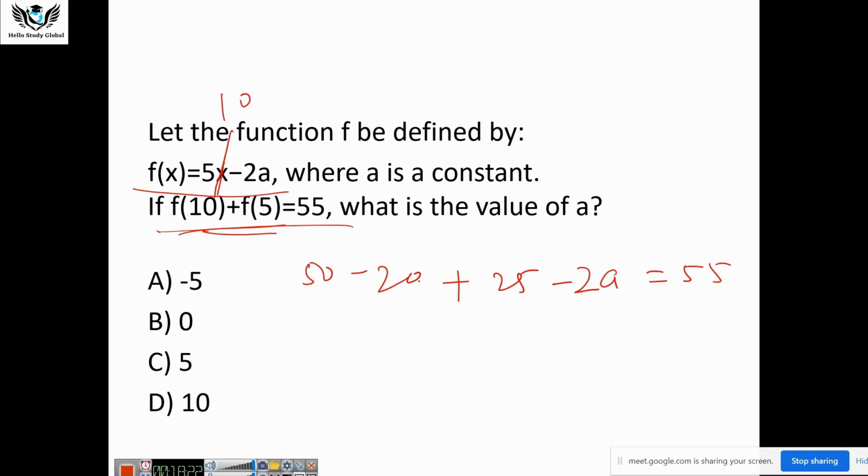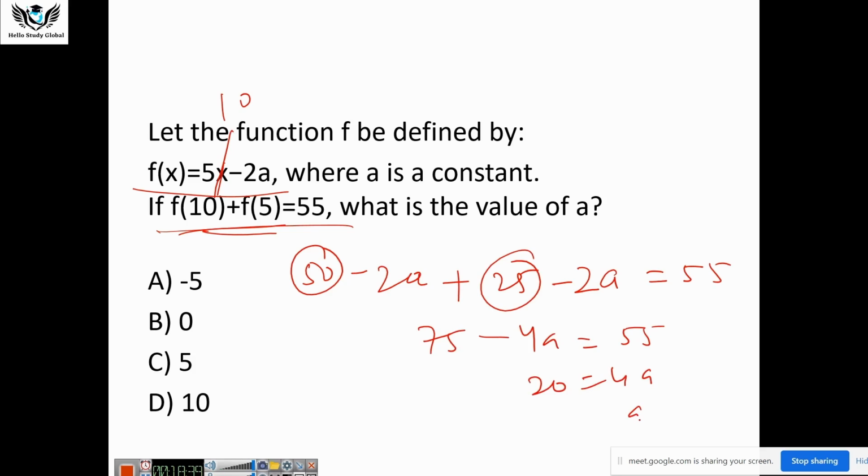All right. 50 minus 2a plus 25 minus 2a. So now what do we have? 50 plus 25 is 75, minus 4a is equal to 55. That means 4a is equal to 75 minus 55, which is 20. So a comes out to be 20 by 4, that is 5. What is the value of a? It comes out to be 5. So C is the correct answer.